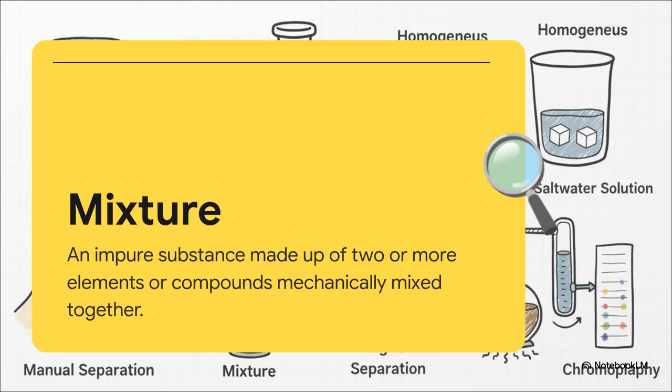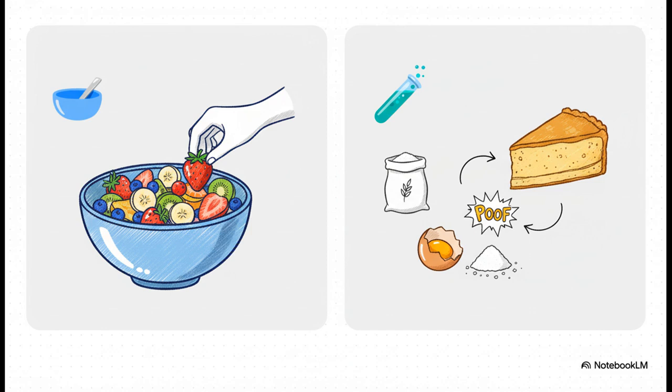So what is a mixture exactly? Well, think of it like a party. You've got a bunch of different things all hanging out in the same room. They're all together, sure, but they haven't changed into something totally new. They're just physically mixed. Okay, let's really dig into this because this is super important.